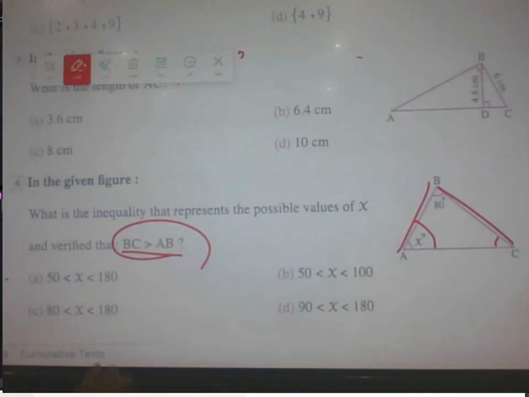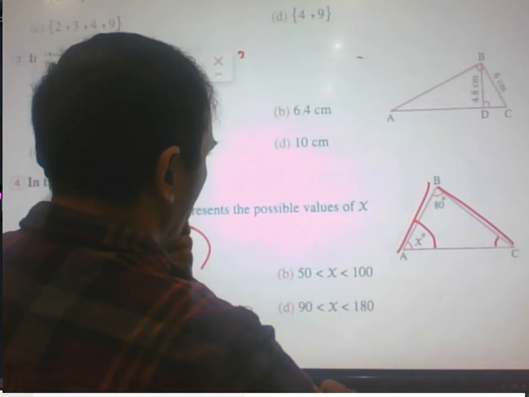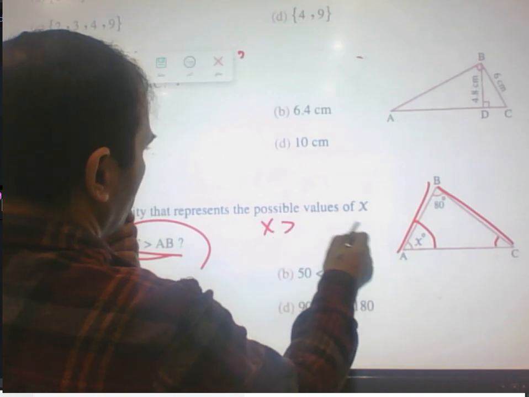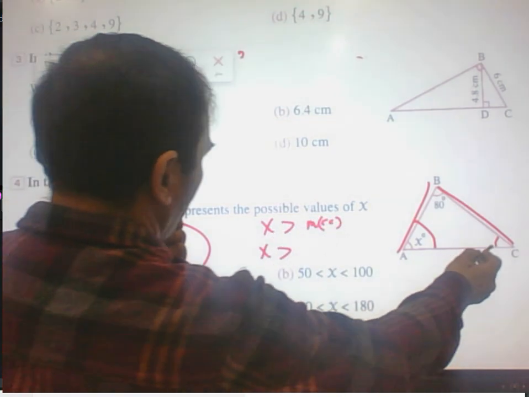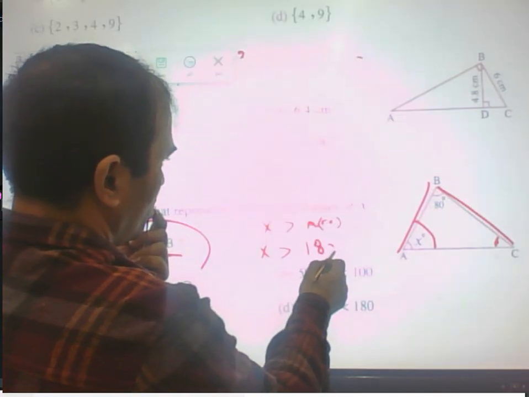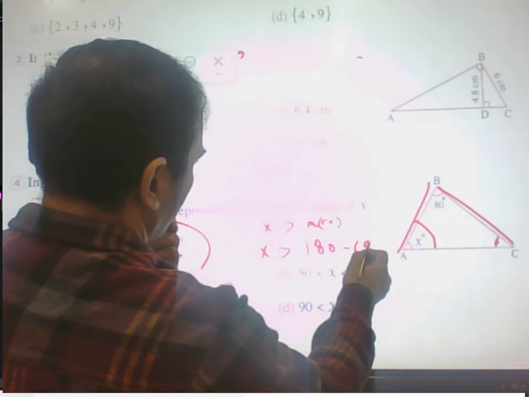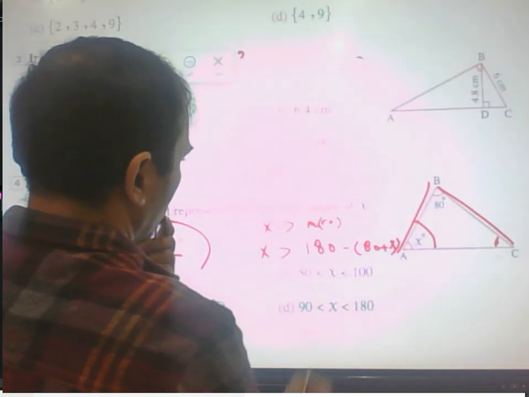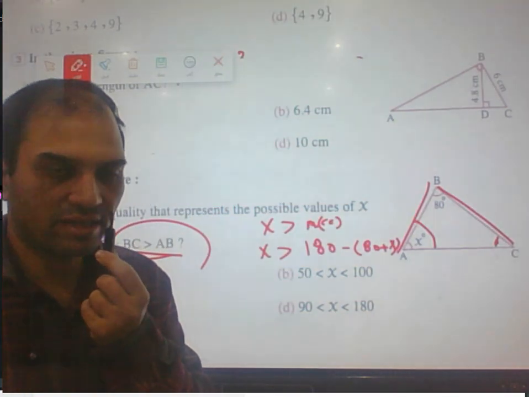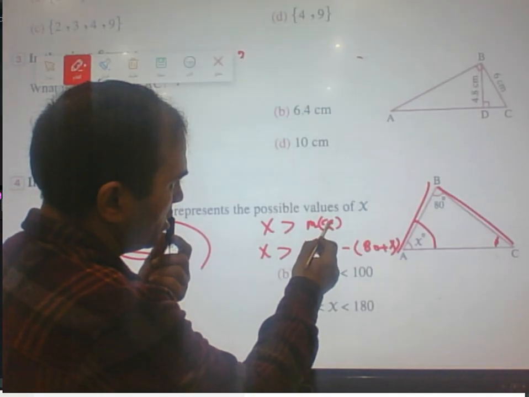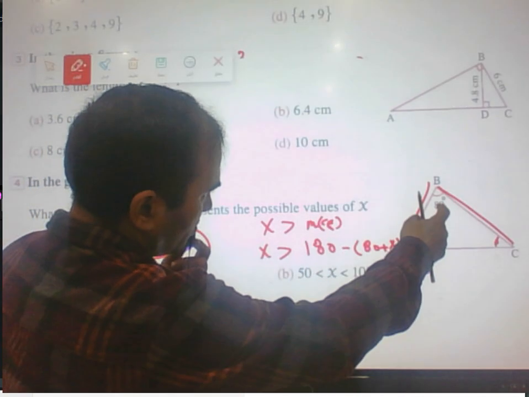Okay, the first: BC greater than AB, so the measure of angle X is greater than the measure of angle C. We know the measure of angle C equals 180 minus the sum of 80 plus x. Understood? We know the sum of interior angles equals 180. Then the measure of angle C equals 180 minus (80 plus x).